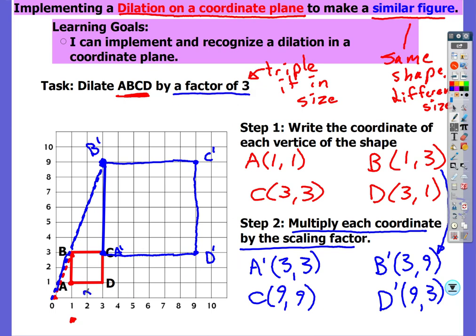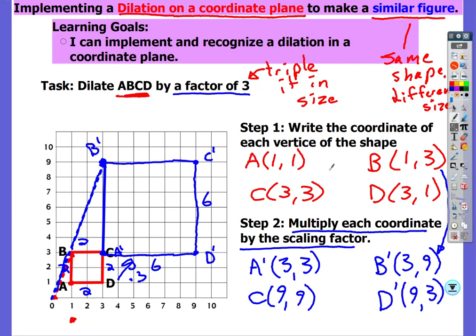So here we've got dimensions of 2, 2, 2, 2, just a basic 2 by 2 square, where here we've dilated it to a 6 by 6 square. So everything just scaled up by a factor of 3. And we've dilated our shape.